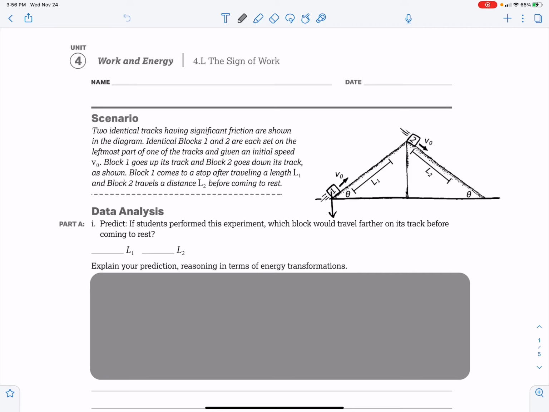AP Physics 1, Workbook, Unit 4, Work and Energy, Activity L, the sign of work. Please read along with me, pause and rewind as necessary.